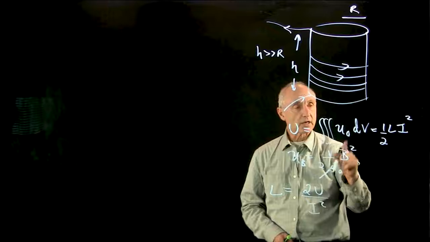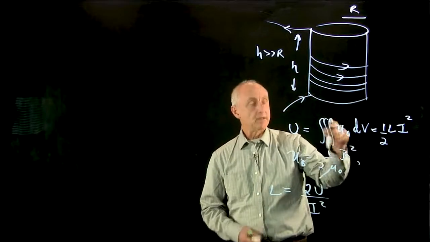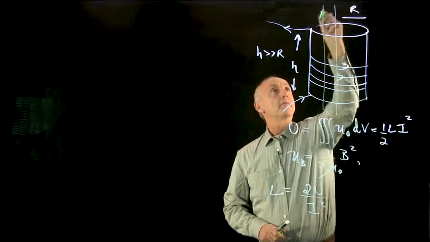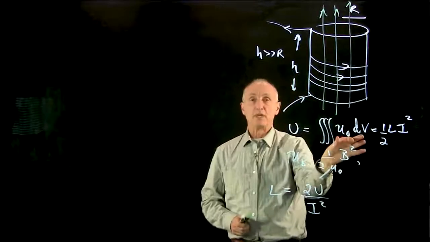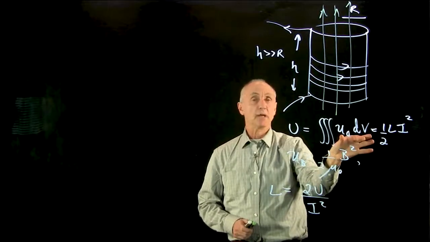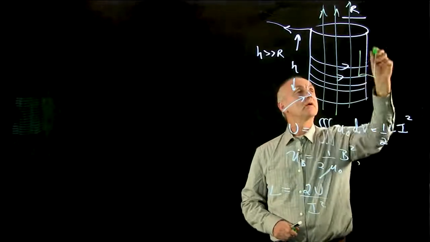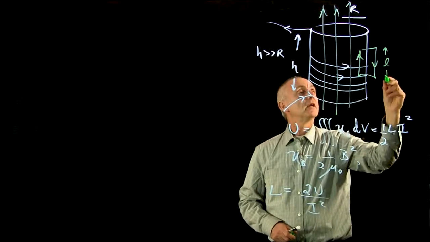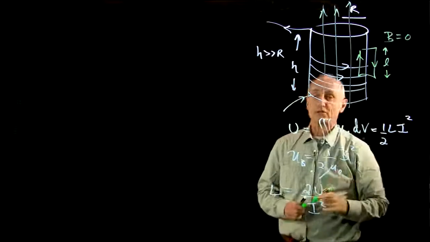And you'll notice that in order to do that, we have to calculate the B field. And in the solenoid, the B field is uniform. And so this will just be the energy density times the volume of the solenoid. And again, to calculate the magnetic field inside a solenoid, we're assuming that B is 0 outside.